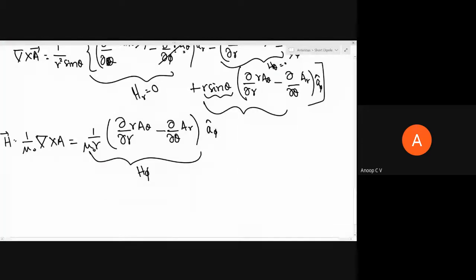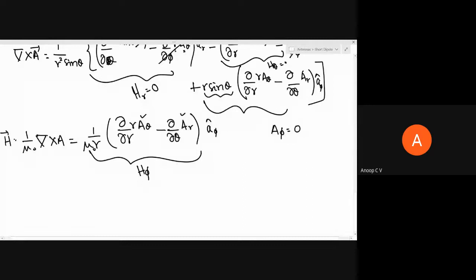So what I can write is, I need to find A theta and A r. A phi already will be 0. A phi will be 0. We have to find A theta and A r, the theta component of the vector and the r component of the vector.